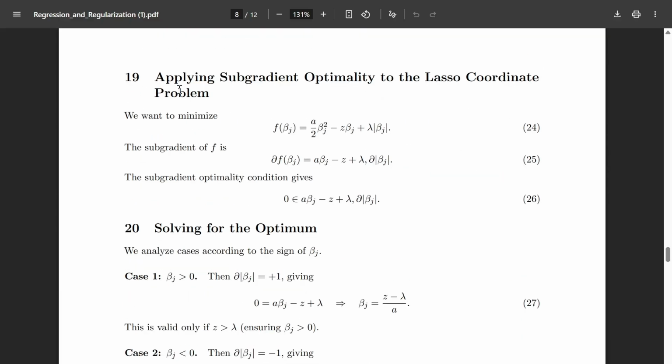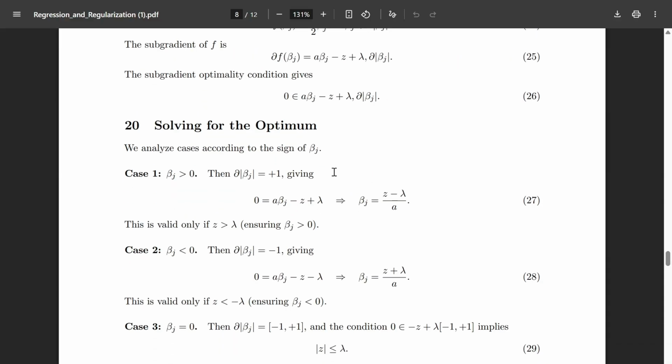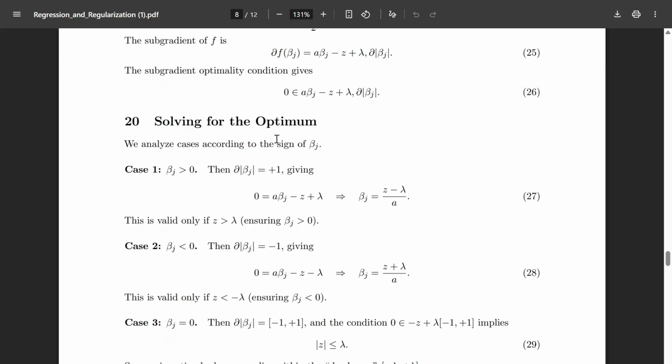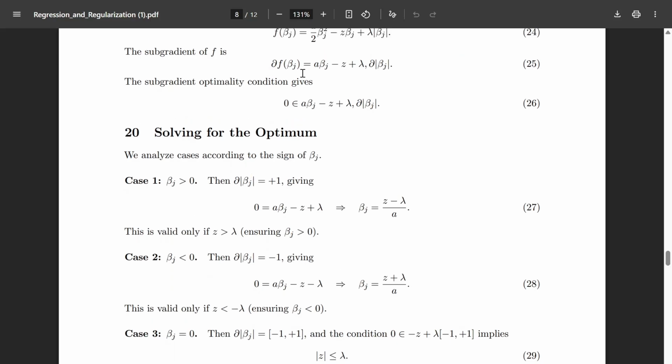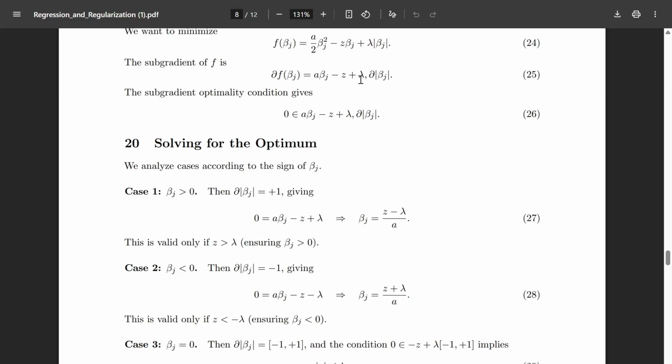So now we try to apply the subgradient optimality to the Lasso coordinate problem. Again, this is our Lasso problem, and we try to get the derivative. So now we can define lambda times the derivative of beta j. That is something that we just define, so we can write it. Like God has given us the right to write it, just because we defined this term. Otherwise, if this was not defined, we couldn't have written it. So now, how to interpret this?